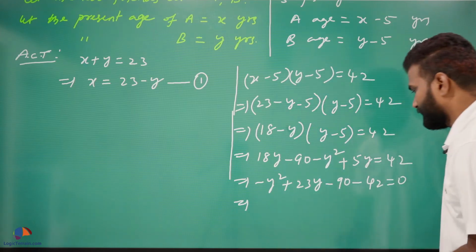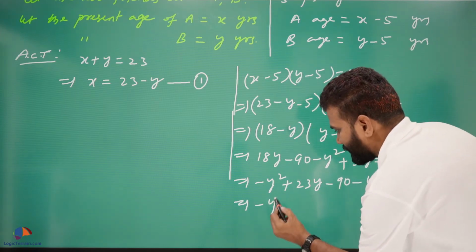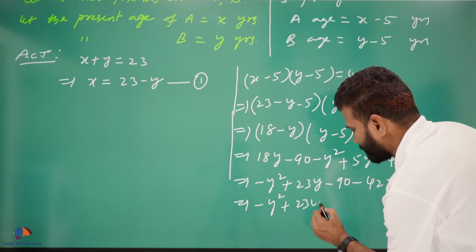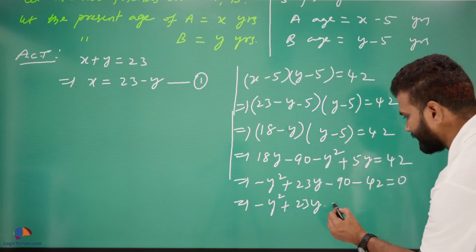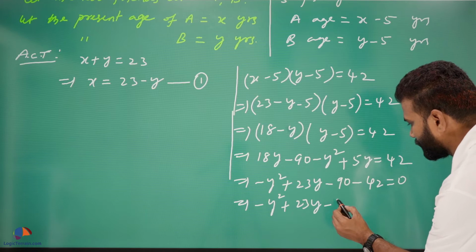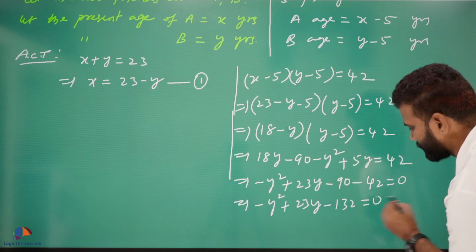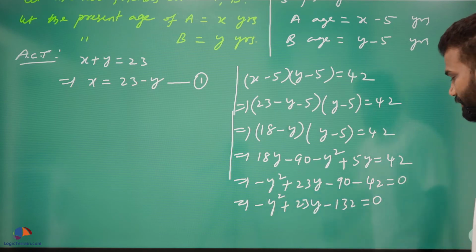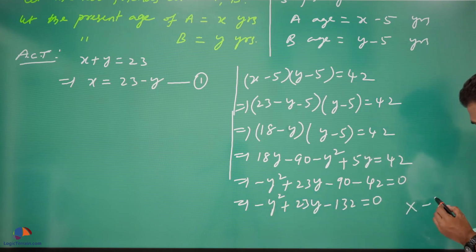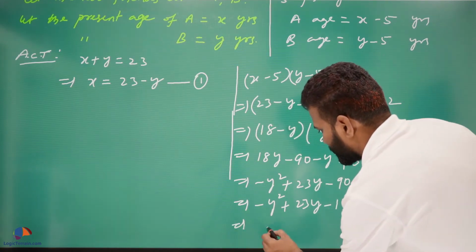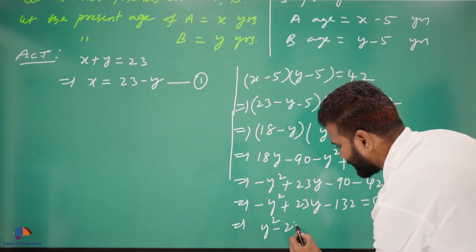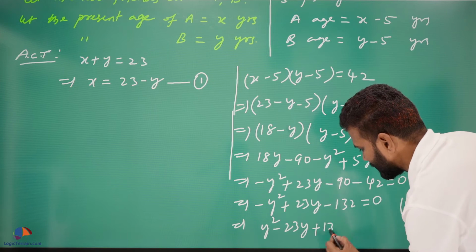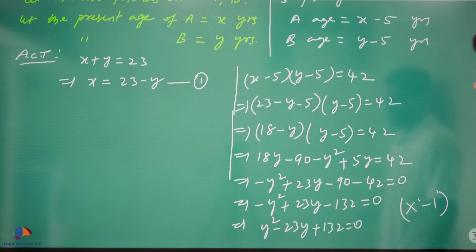Again, negative Y square plus 23Y, on summing up we will get negative 132 is equal to 0. Now the Y square coefficient is negative 1, so what we will do is multiply throughout with negative 1. Then this becomes Y square minus 23Y plus 132 is equal to 0.